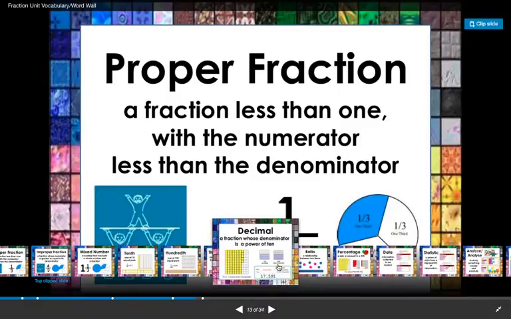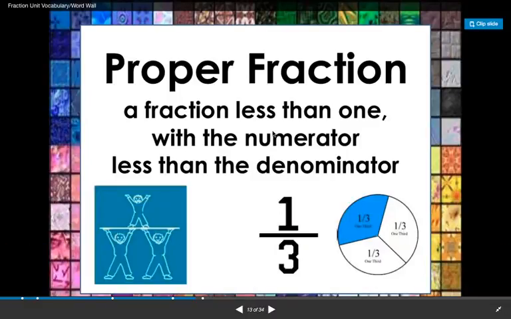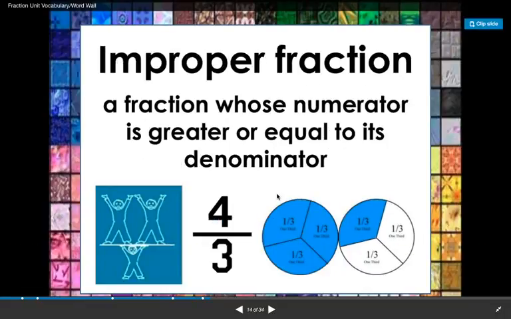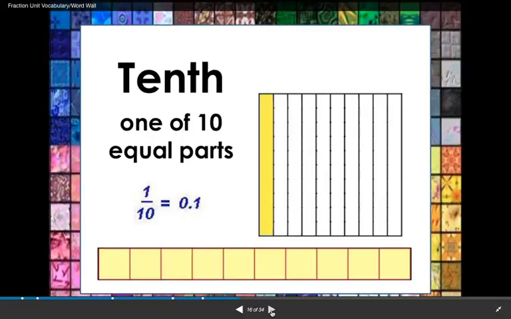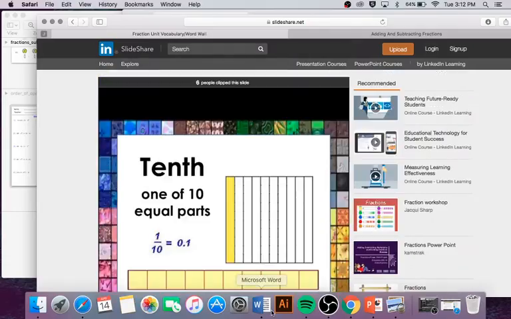A proper fraction is where the numerator is less than the denominator. An improper fraction is when a numerator, so our top number, is greater than or equal to the denominator, or the bottom number. A mixed number is a number that has a whole number and a fraction. Okay, that's as far as we're going to go on that one.